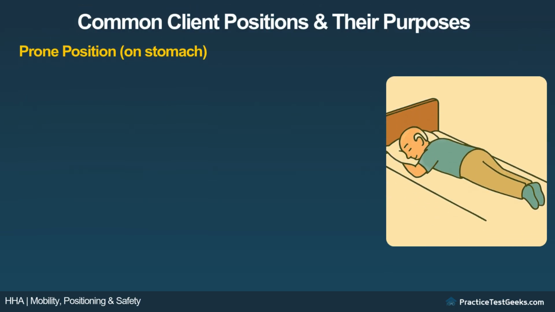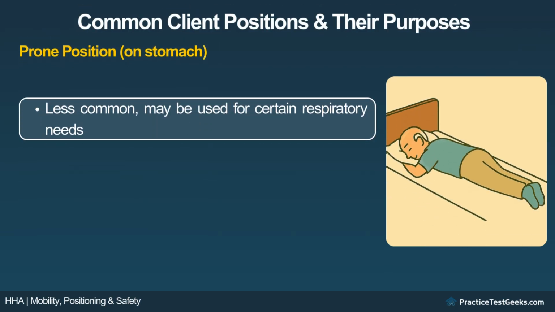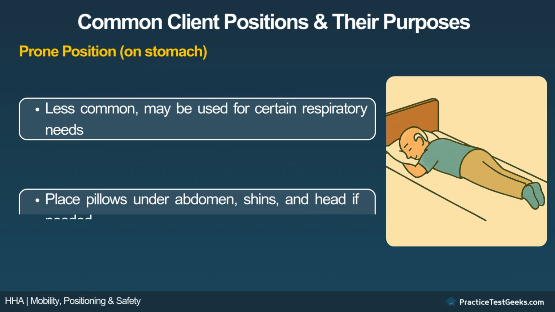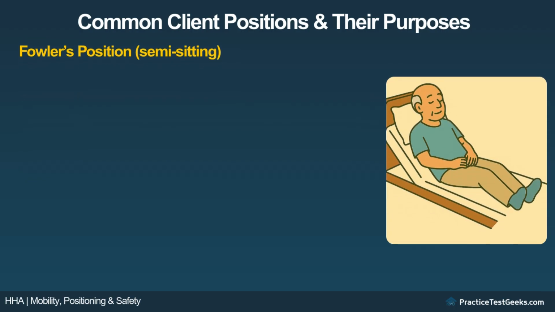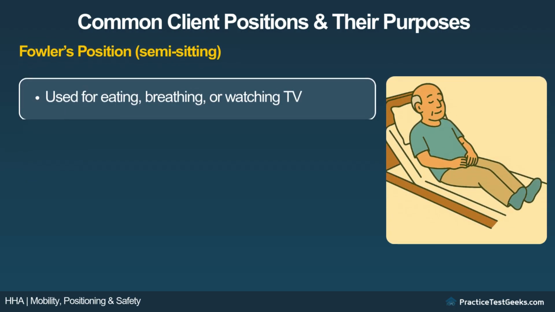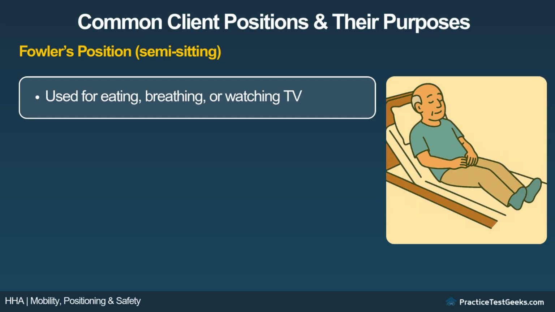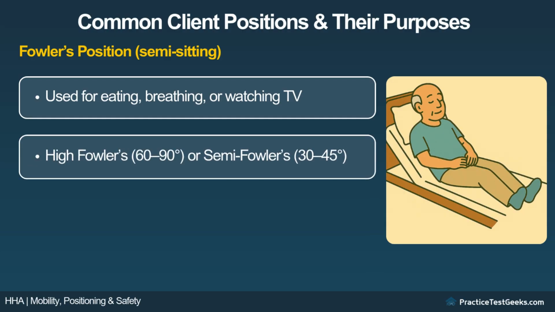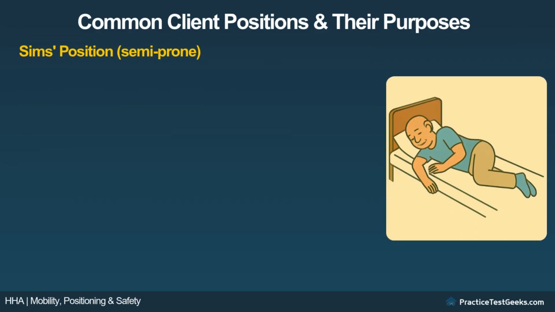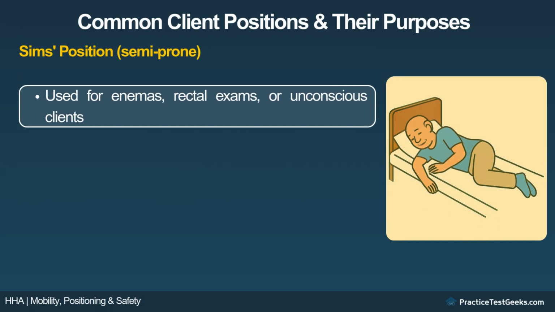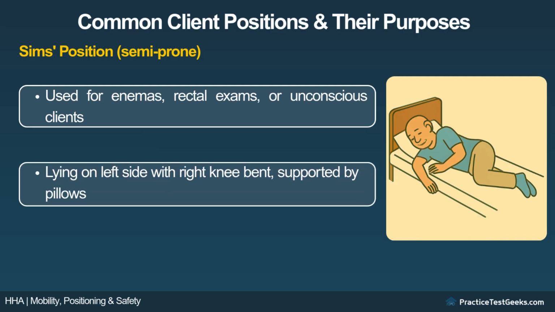Prone position, on stomach. Less common, may be used for certain respiratory needs. Place pillows under abdomen, shins, and head if needed. Fowler's position, semi-sitting, used for eating, breathing, or watching TV. High Fowler's, 60 to 90 degrees, or semi-Fowler's, 30 to 45 degrees. Support back and knees with pillows if needed. Sims position, semi-prone, used for enemas, rectal exams, or unconscious clients. Lying on left side with right knee bent, supported by pillows.